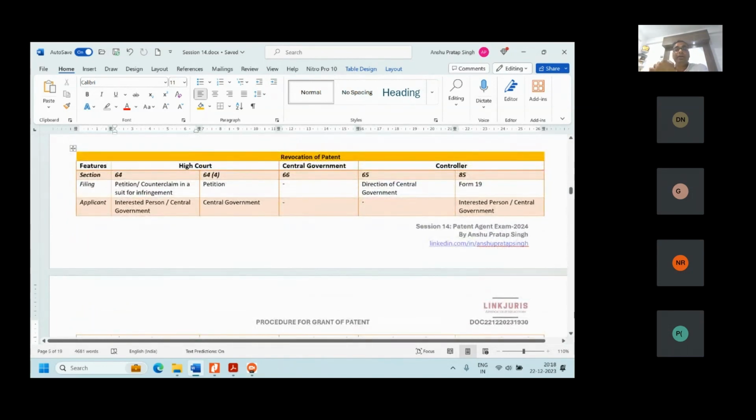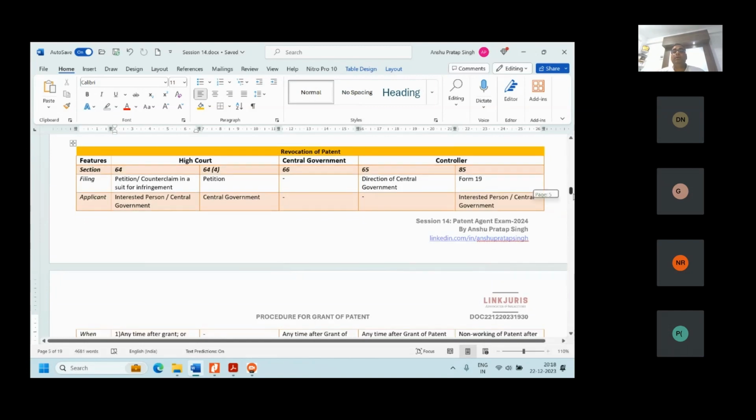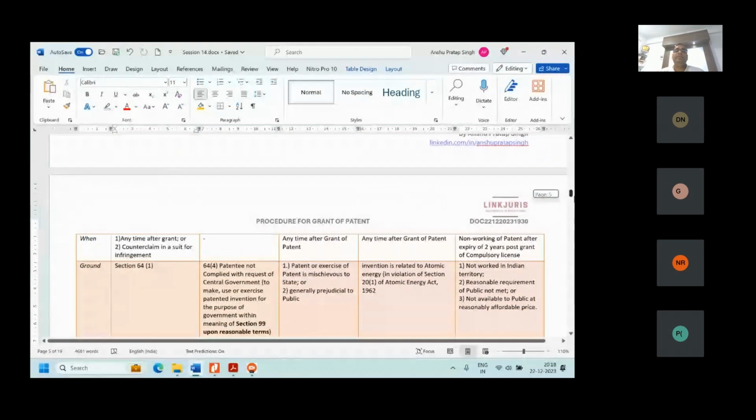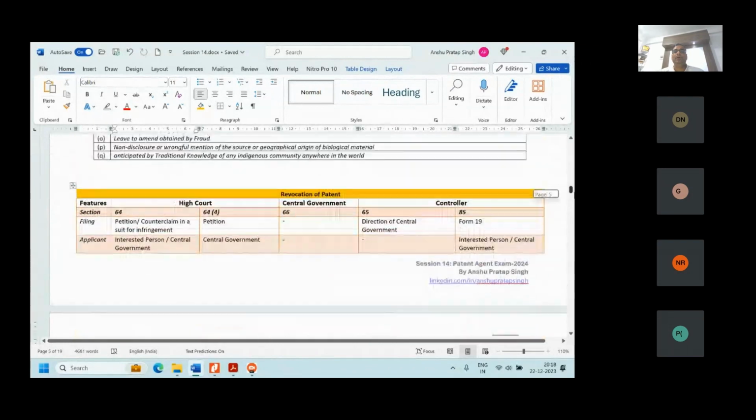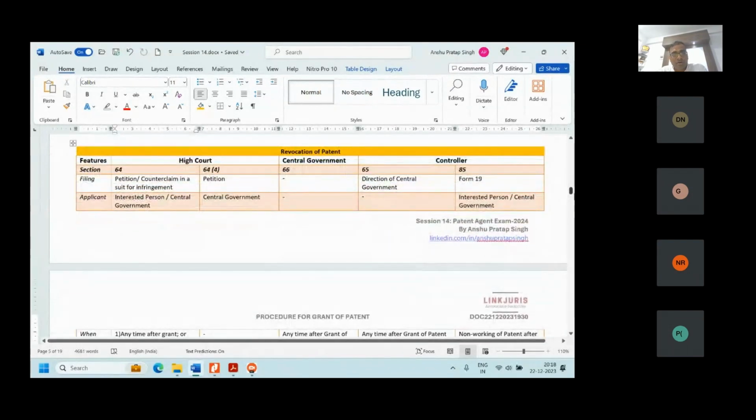However, when is the controller needed? The controller is needed under 65, if the invention is related to atomic energy. If the invention is related to atomic energy, the central government is notified, but the central government cannot directly revoke now. The ground is very simple. The central government can directly revoke only if it is prejudicial to the public or mischievous to the state. These are the only two grounds under which the central government can directly revoke.